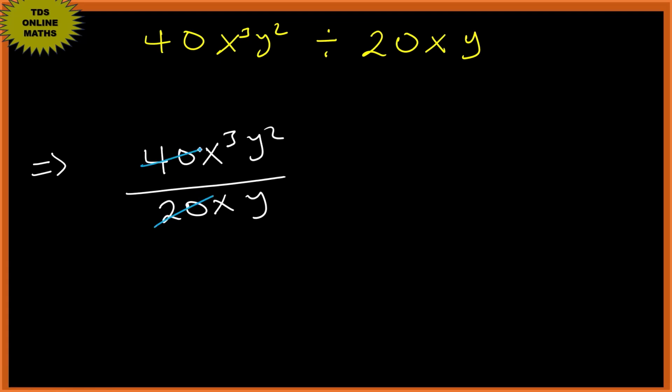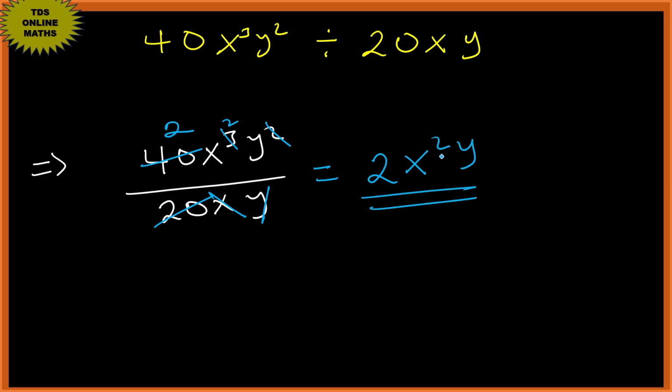20 here, 2. Now x will go into this, you have 2 times, so we'll be left with 2. There are 3, so it will be cancelled. Then this one also remove one of the y's here, so we have 2x squared y as the final answer.